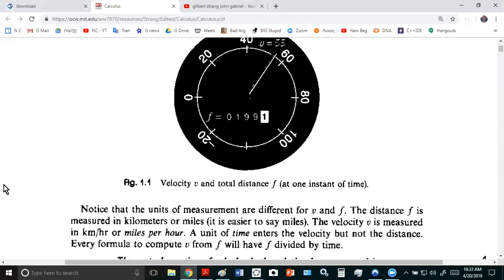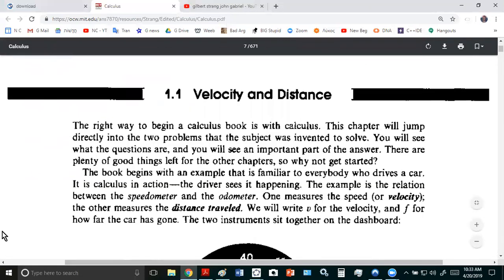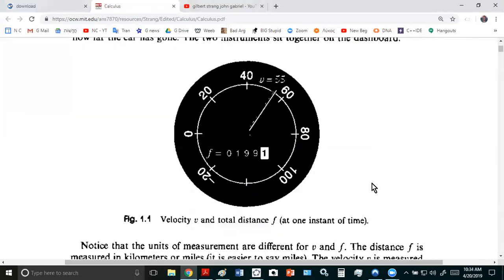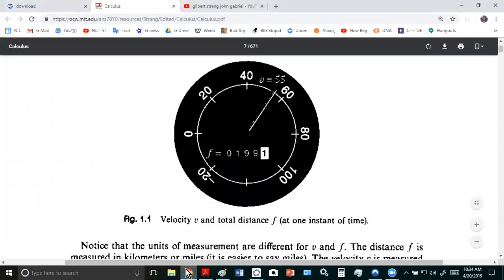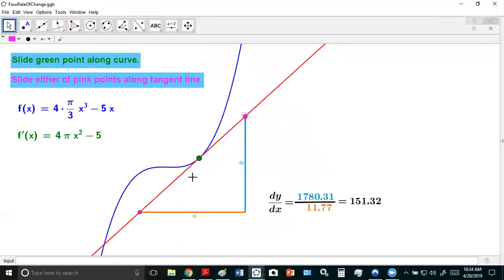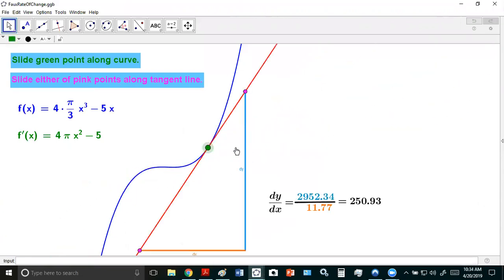Okay, so Strang starts off with this garbage idea of speedometers and distance and velocity. That's not what calculus was invented to solve, by the way. And this is not how Newton started. So it's very deceptive. The way Newton started is exactly like this. He was trying to find the slope of a tangent line to a curve. See, like this, all right? That's what he was trying to do.